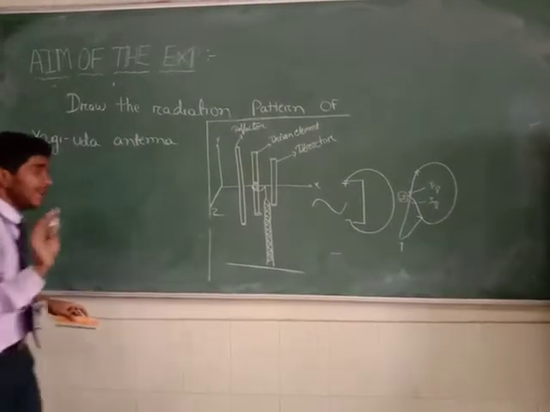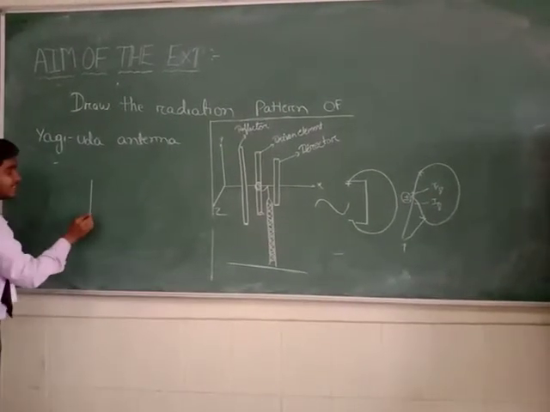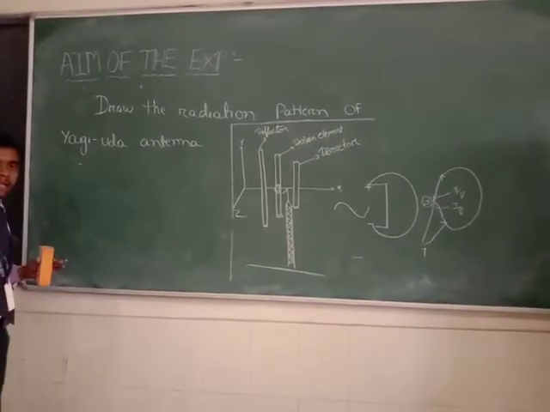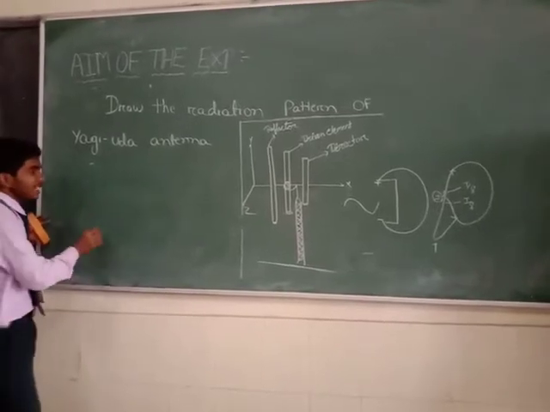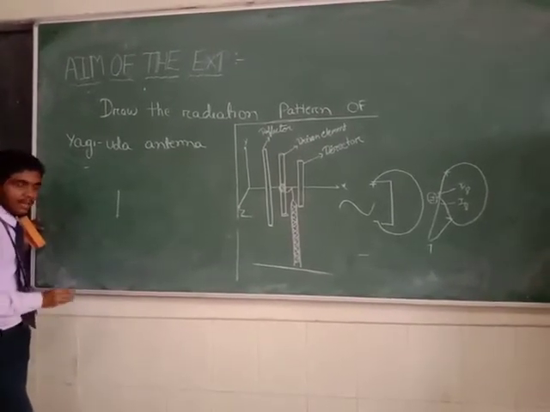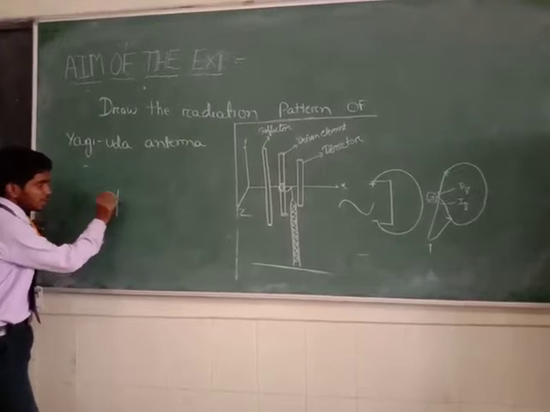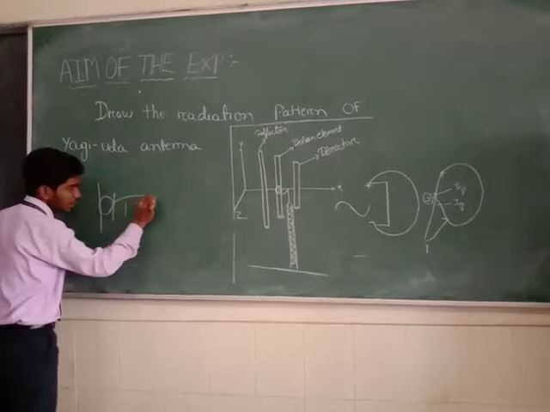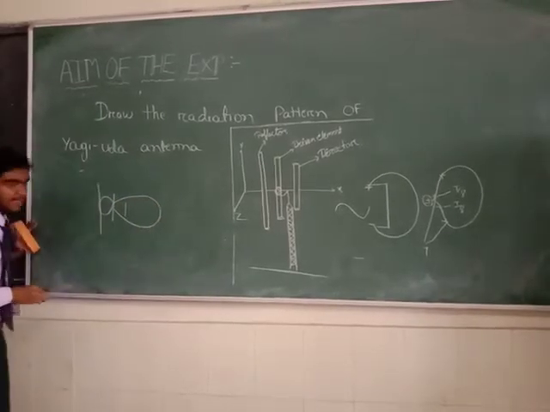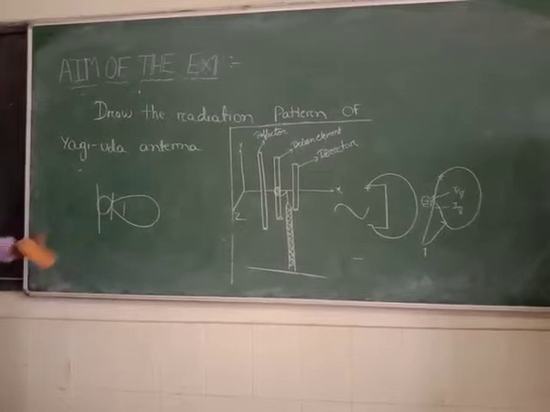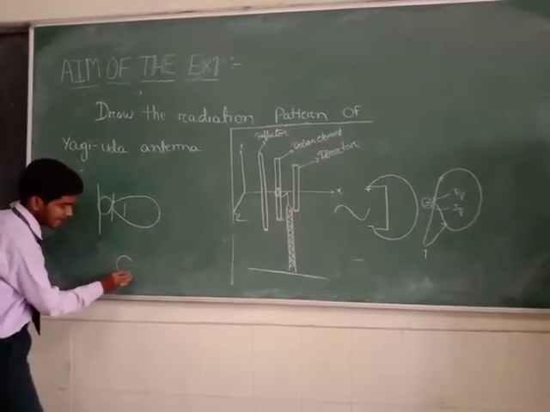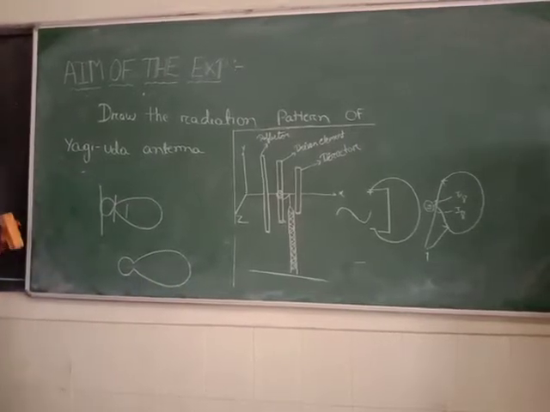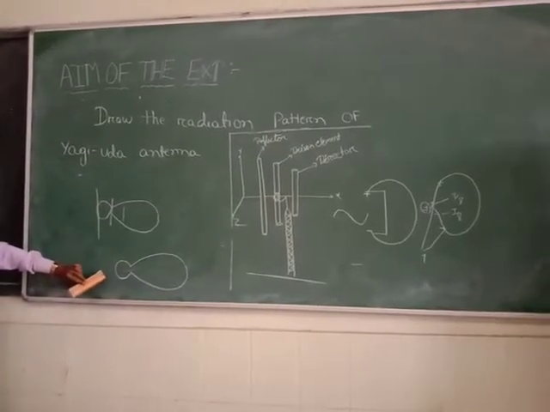The director is generally used to reduce the beamwidth. That way the directivity of the antenna is increased. So this is our antenna. Due to the reflector, the signal comes like this. Due to the driven element, the signal comes like this. So now we study this radiation pattern. It means our signal should come like this. Okay, this is the radiation pattern of the Yagi-Uda antenna.